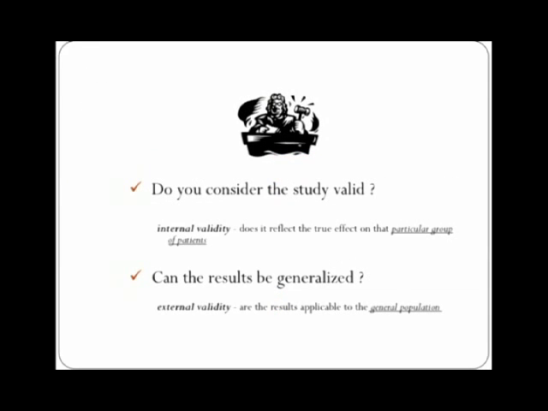Now, do you consider the study to be valid? There are 2 types of validity, and one's an internal validity, and that reflects the true effect in the particular group that's being studied. And the thing that we're really interested in is a more generalized or external validity. Are the results of this study applicable to a more general population? Because that's usually a much more serious point.